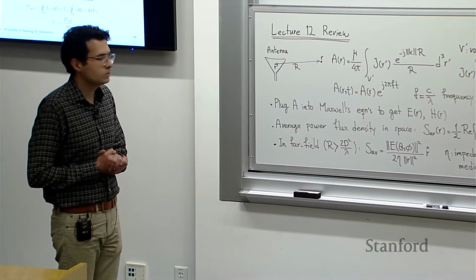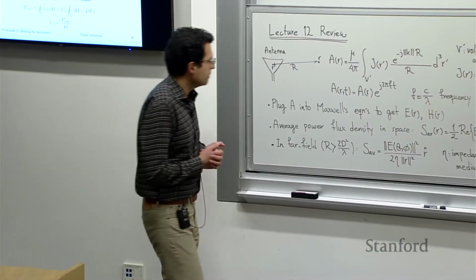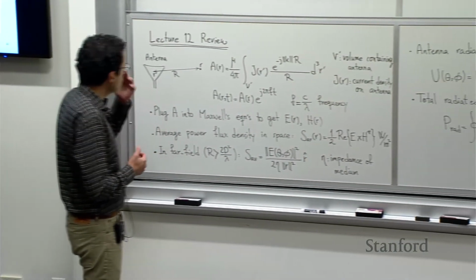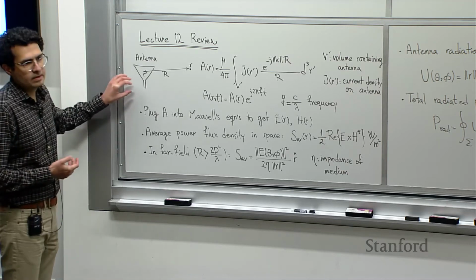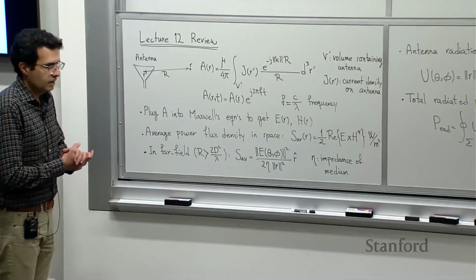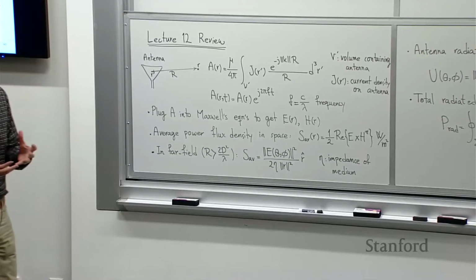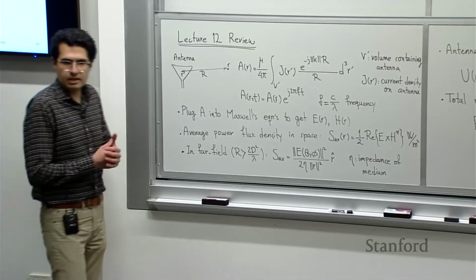So let's just do a quick review to make sure things make sense. So we started from Maxwell's equations. And then we said that basically for any antenna, or more generally for any current distribution in space, we can find the electric and magnetic fields.